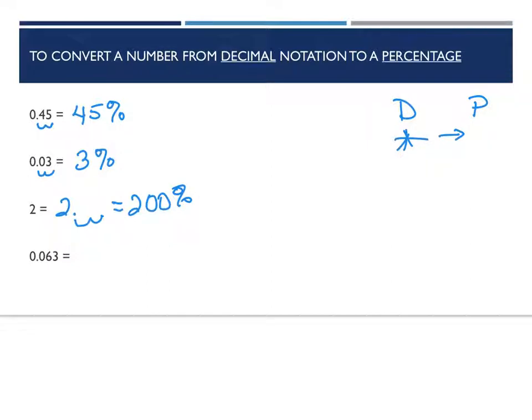When I can see the decimal point, that's fantastic. Just make sure you're only moving it 2 places to the right. Puts the decimal point between the 6 and the 3. And there we go.